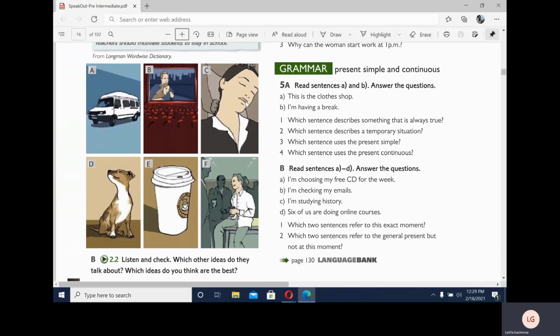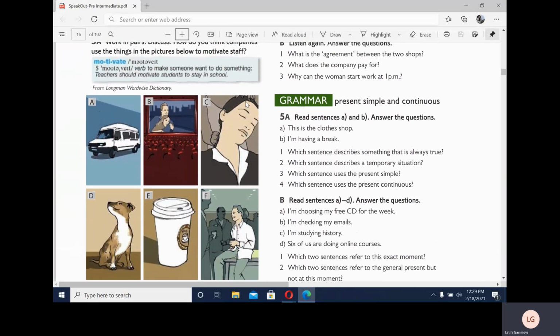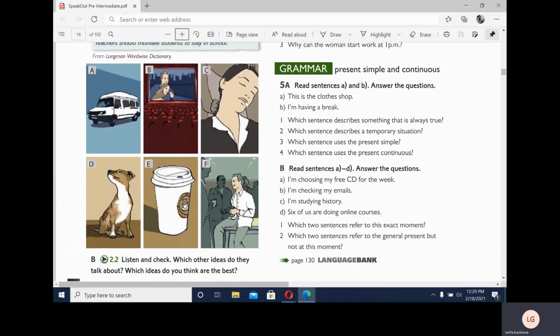So what we are going to do right now is listen to 2.2. Then you'll have to answer the questions: which other ideas do they talk about? Which ideas do you think are the best?